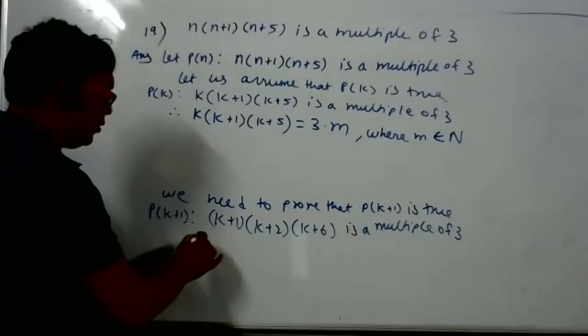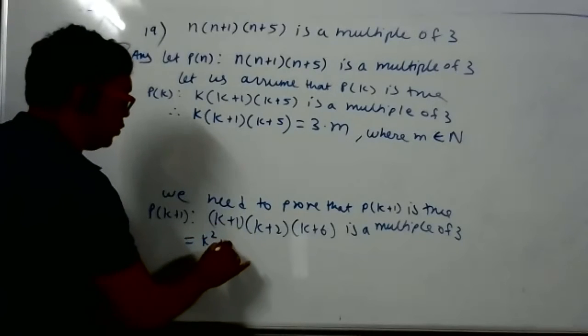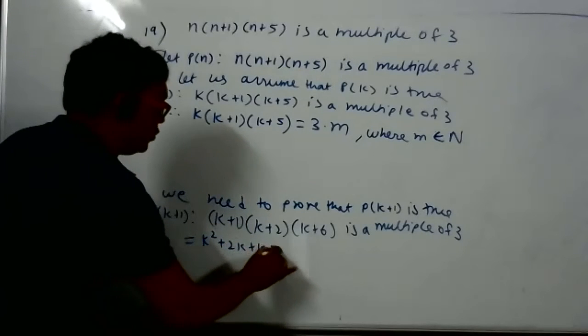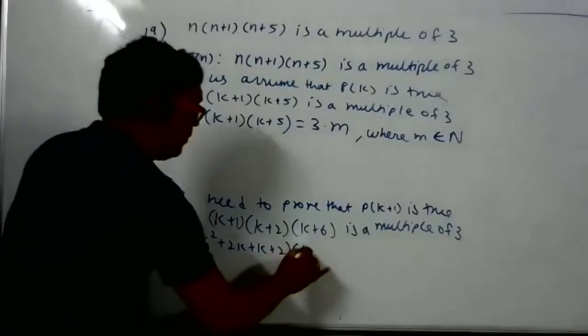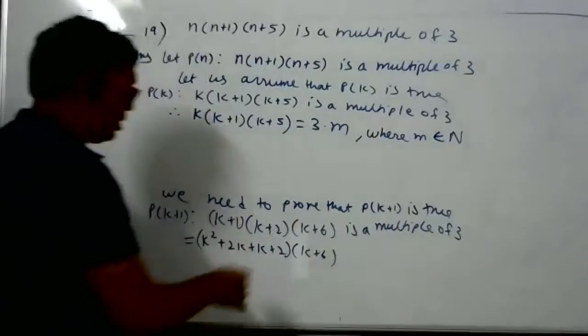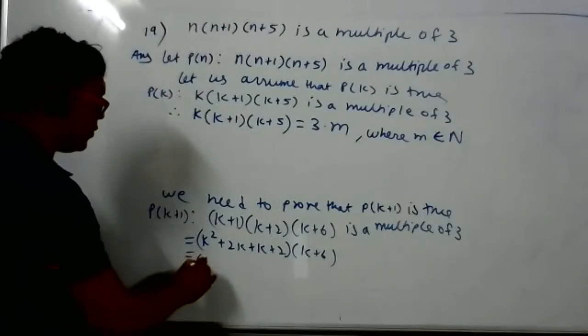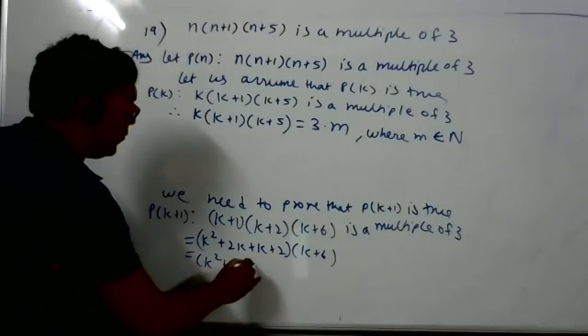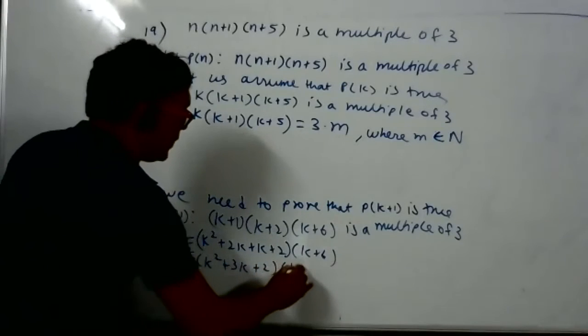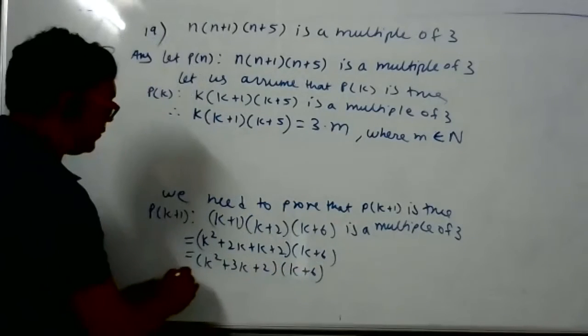K square, 2K, (K plus 2), K plus 6. Don't write that it is a multiple of 3; that we have to prove. So K square plus 3K plus 2K plus 6. Again open the bracket, what will you get?